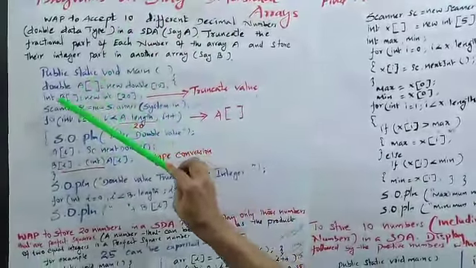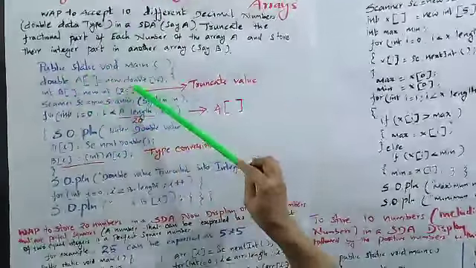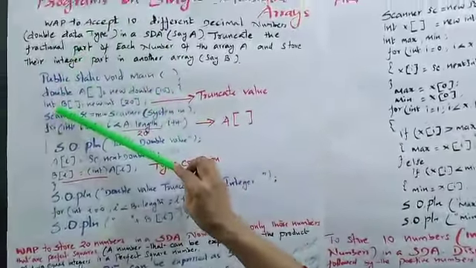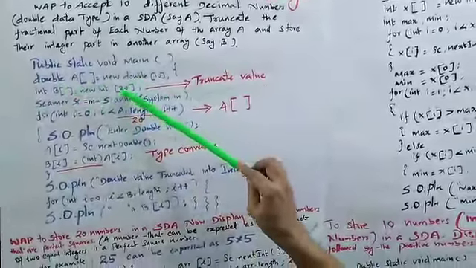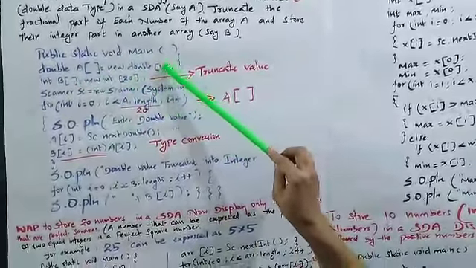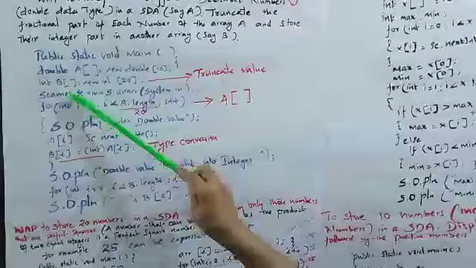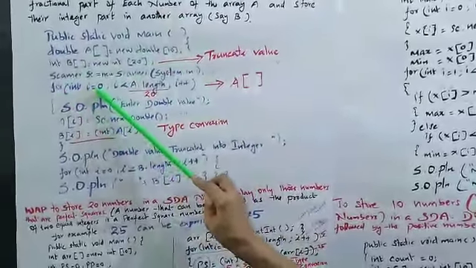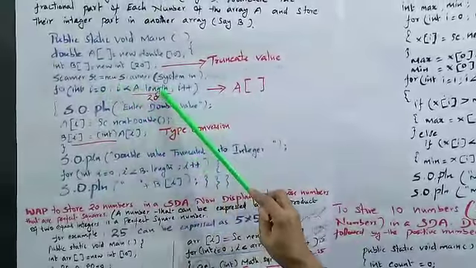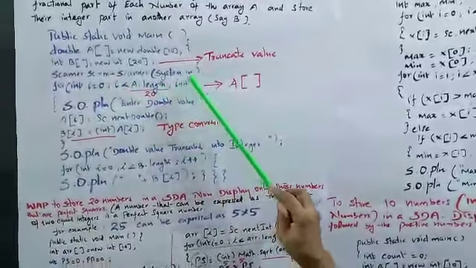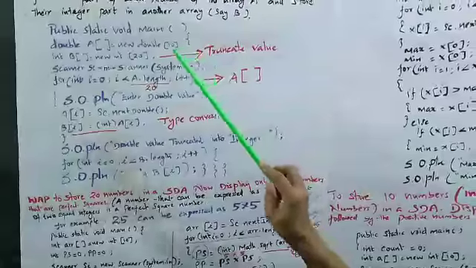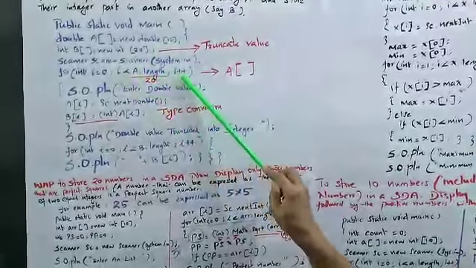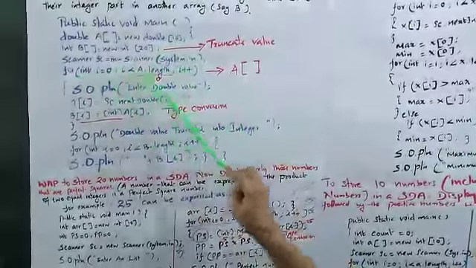Public, you have to take a double data type in which you have to store 10 elements, and again one more data type, that is an integer data type, in which you have to store 20 elements. Sorry, this was 20, not 10. Now you have to use the scanner class, and here one loop was there: int i = 0, i less than a.length, i++. That means the user has to enter 20 elements. For that we are using this loop.